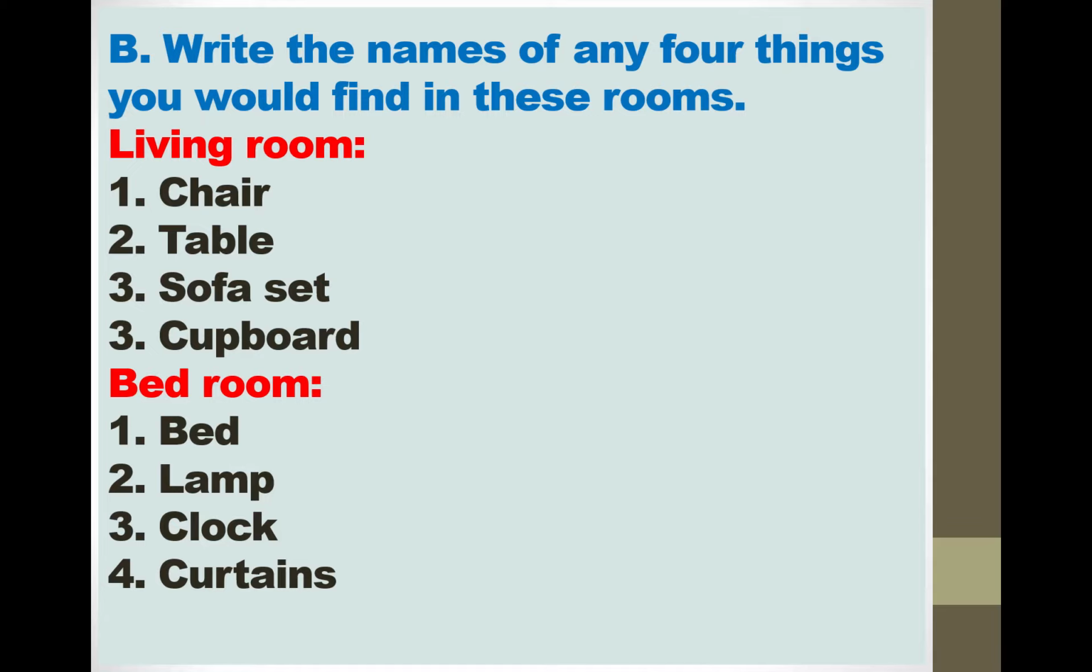Okay, now move on to the next page, page number 28. Here you have exercise A, and do exercise A in your book, page number 28, and it's very easy. Hope so, you will be done. And the next one is exercise B, and exercise B is write the names of any 4 things you would find in these rooms. The first one is living room, bedroom, bathroom and kitchen.